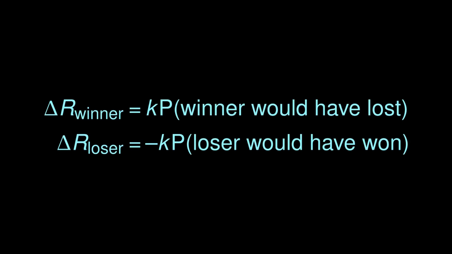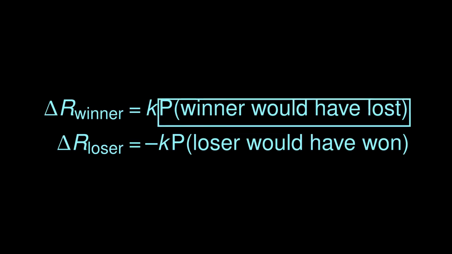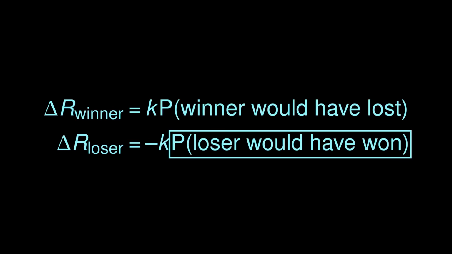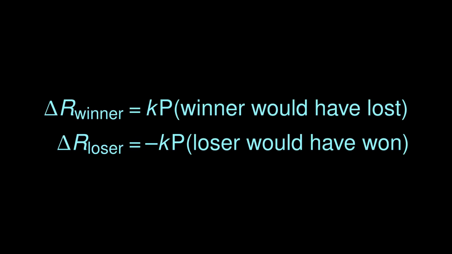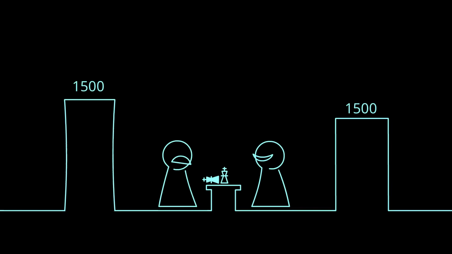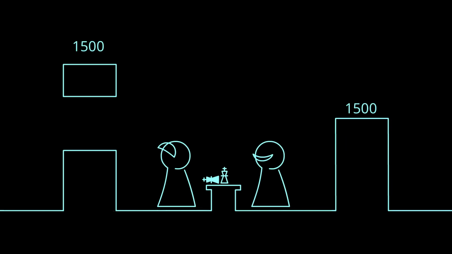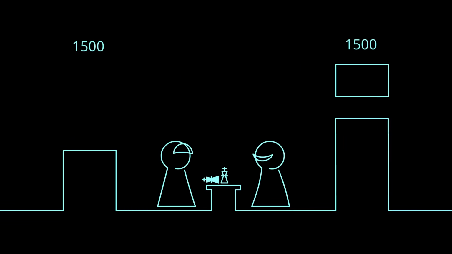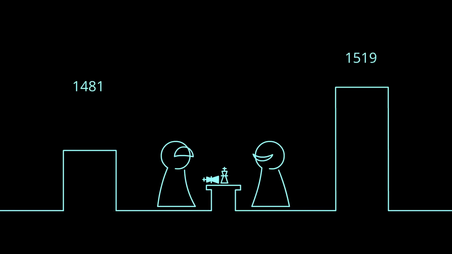Notice that the two probabilities are actually the same thing. The probability that the winner would have lost and the probability that the loser would have won are both just ways of saying the probability that the opposite outcome happened. So in fact, the amount of points we give to the winner is the same as the amount we take from the loser, which means we can think of it as the winner taking a certain amount of Elo from the loser.